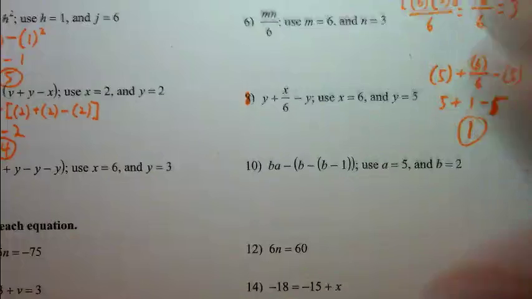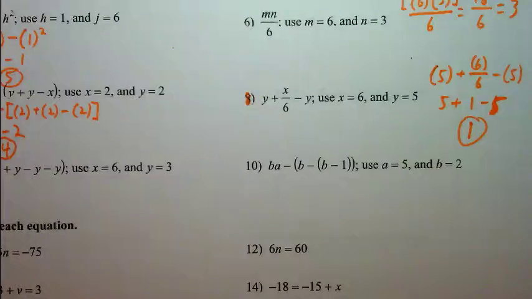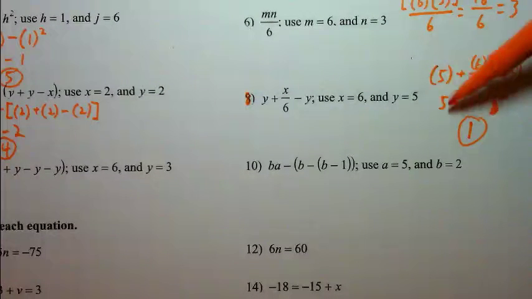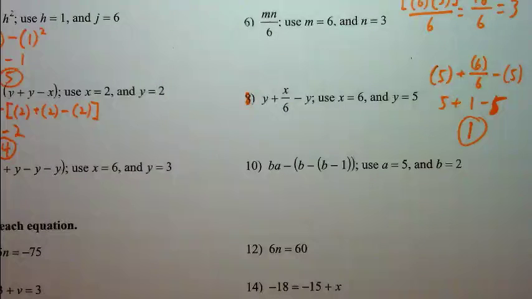Oops, I cut that off. There it is. So again, we really could just cancel off the 5's and we'd be left with 1.